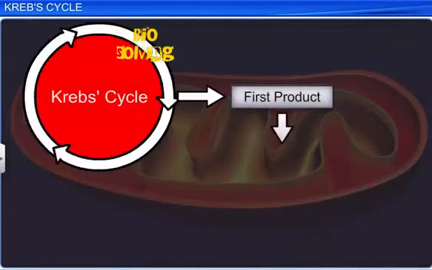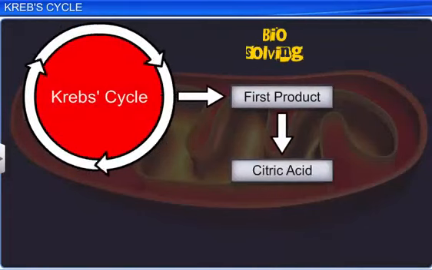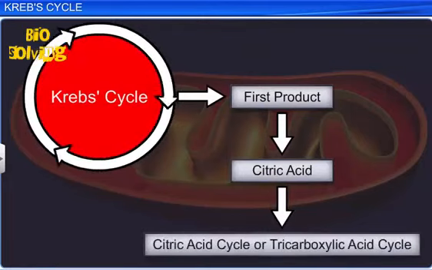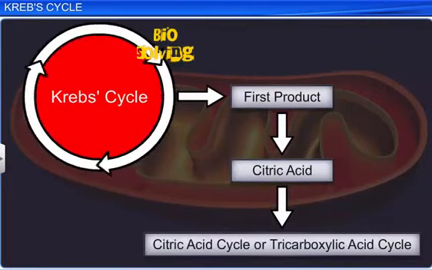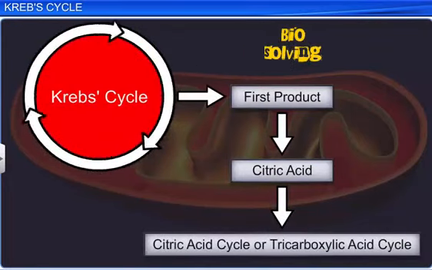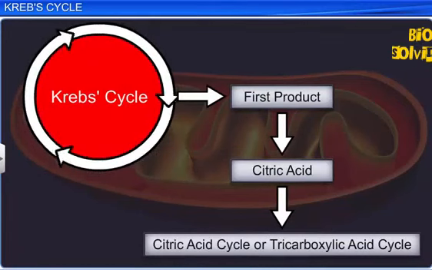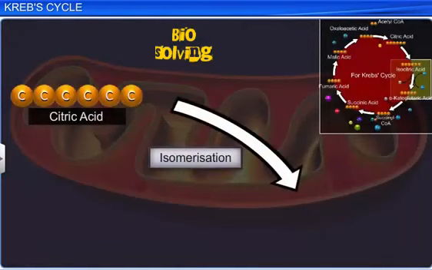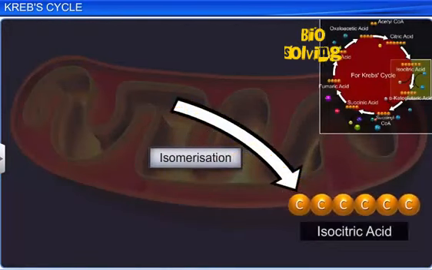The first product of Krebs cycle is citric acid, and hence the cycle is also called the citric acid cycle or the tricarboxylic acid cycle. The citric acid thus formed isomerizes to form isocitric acid.